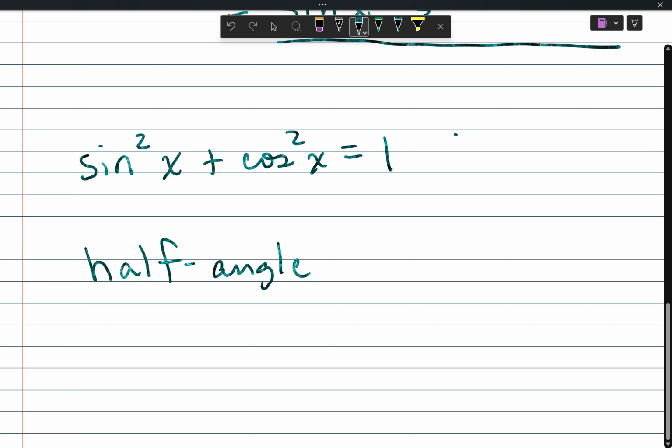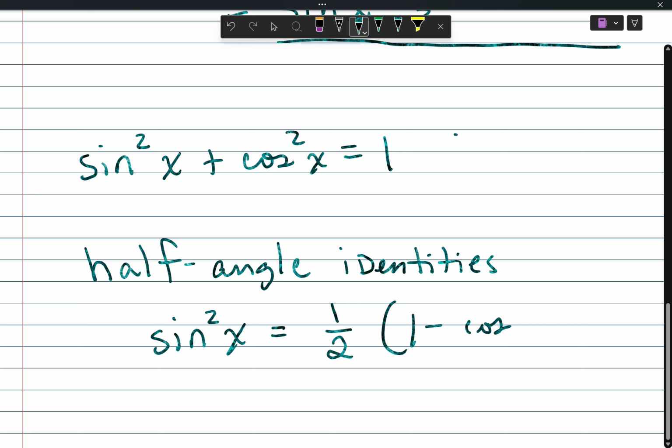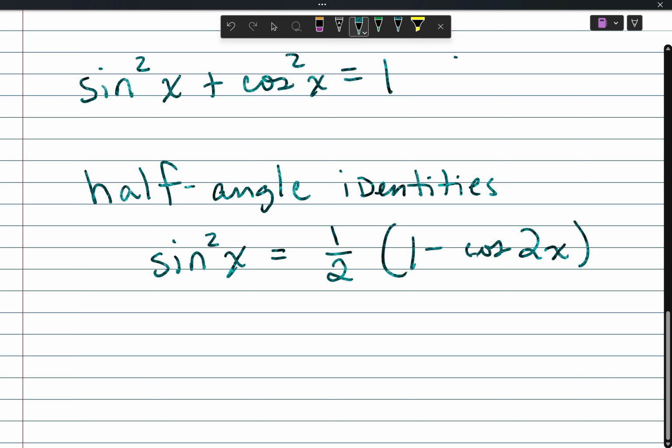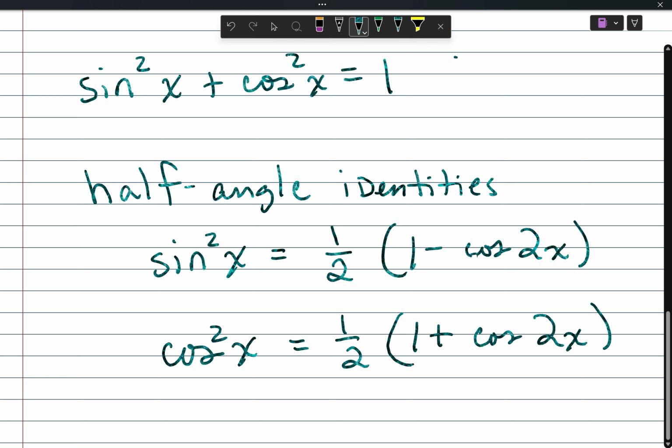Half angle identities. It'll all come back in a second. Sine squared x is equal to 1/2 times the quantity 1 minus cosine 2x. And the other one was cosine squared x is equal to 1/2 times the quantity 1 plus cosine 2x. These were the two half angle identities that we've dealt with.